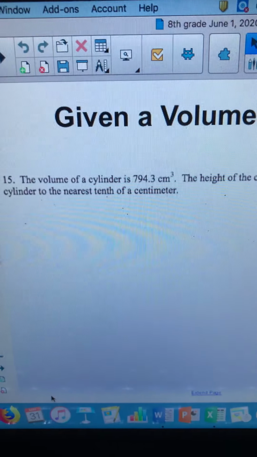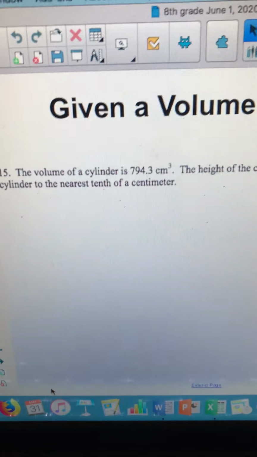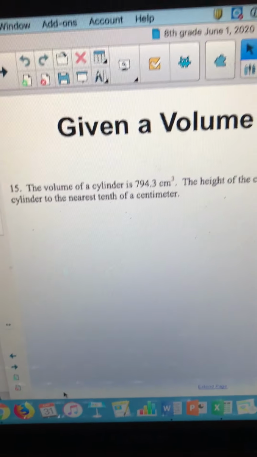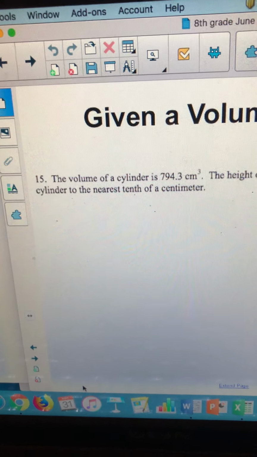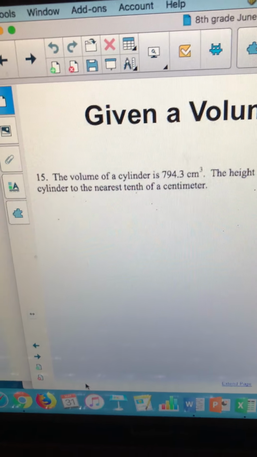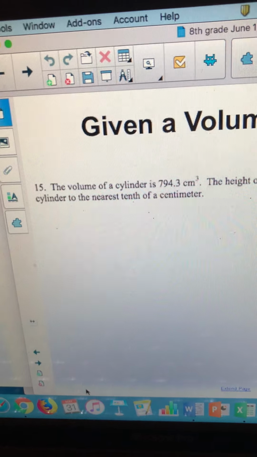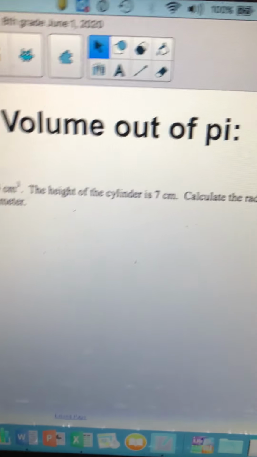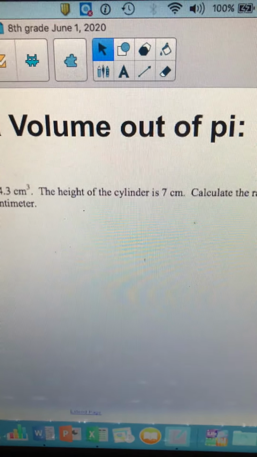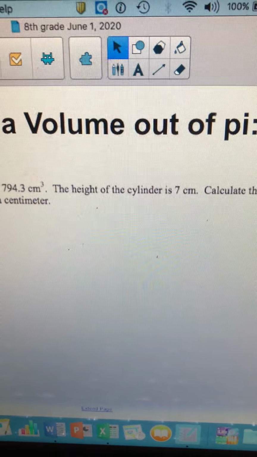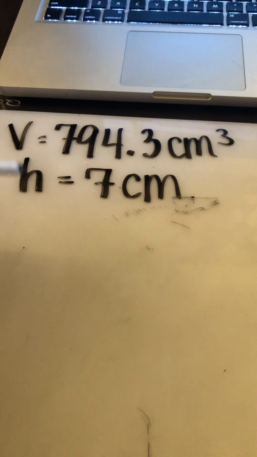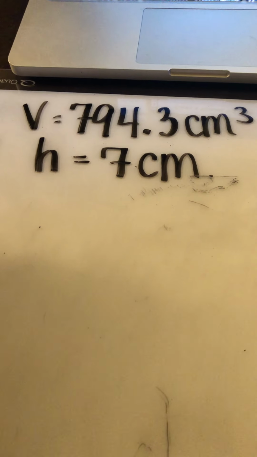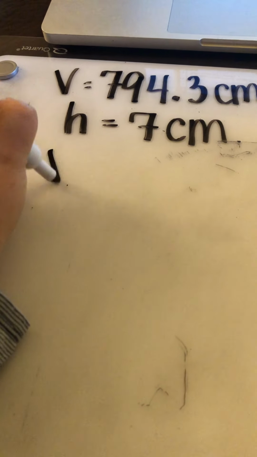All right, so let's see. So in this problem, the volume is 794.3 centimeters cubed. And what else do they tell us? They also tell us that the height is 7 centimeters. And they want us to calculate the radius. Okay, seems pretty simple enough. So I listed it as we were going through the problem, as you should as well. Again, we're still in a cylinder, so I'm going to write my formula.